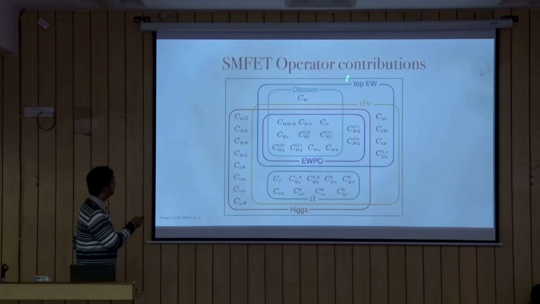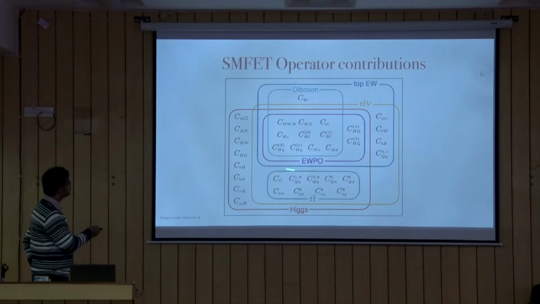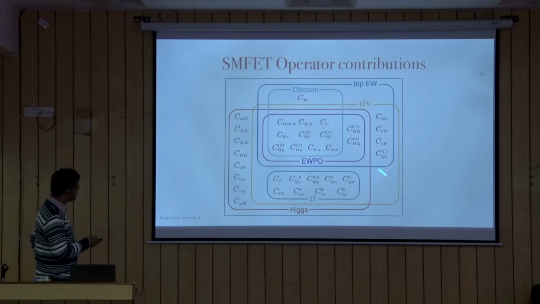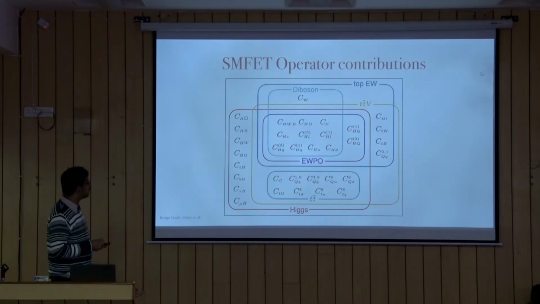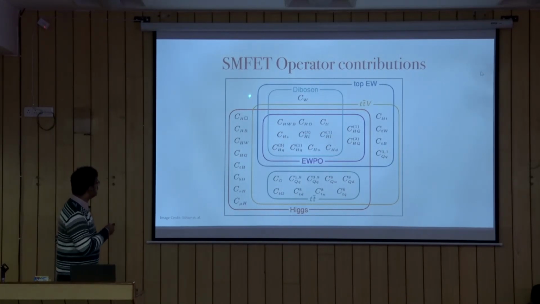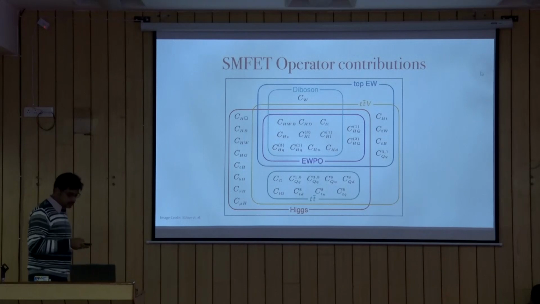Top, EW, etc. And some of these will contribute to electroweak precision observables, t t bar production. So these are all relevant processes which the LHC is now looking into, and these Wilson coefficients, that means the corresponding operators, will actually contribute to this kind of observables.